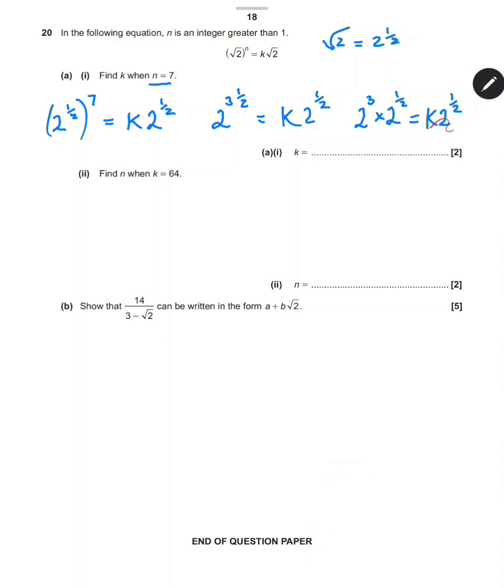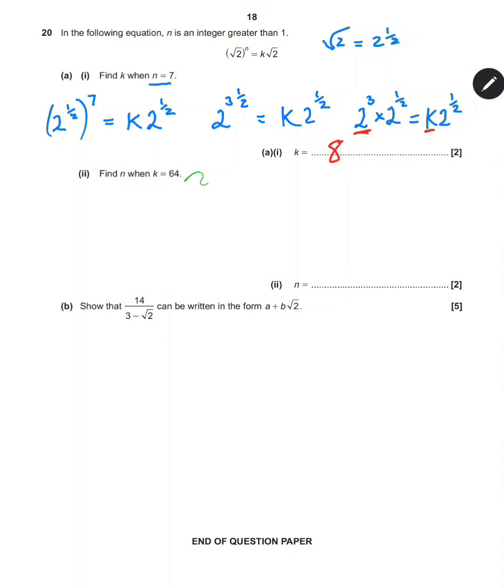And what I can see now is k must match 2 cubed. I've got 2 to the half here. I've got 2 to the half here. 2 cubed must match k. And 2 cubed is 2 times 2 times 2 again, which is 8.